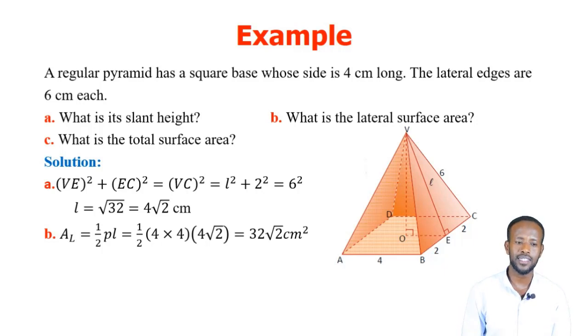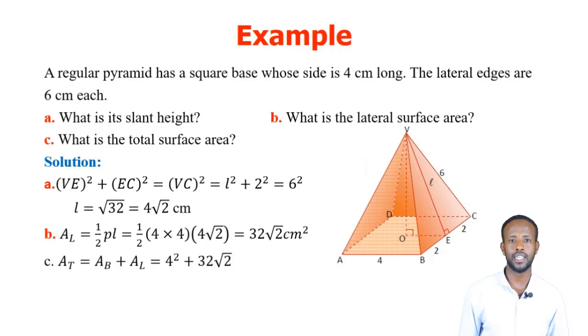Can you answer C? What will be the answer of C? We are going to find what? The total surface area. The total surface area is equal to the area of the base plus the lateral surface area. The area of the base is obtained by 4 squared. It is a square, so side squared. 4 squared plus 32 radical 2. And this will become 16 plus 32 radical 2. And if we factorize, we get 16 bracket 1 plus 2 radical 2 centimeter squared.